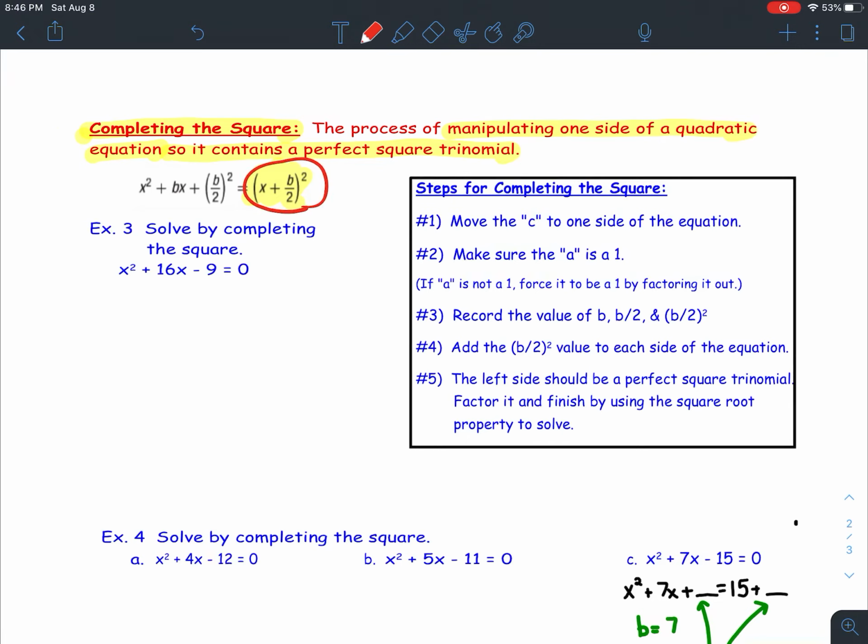I'm going to highlight this part, which is super important. This is how all perfect square trinomials look when they're factored. You'll notice in the box off to the right, I've got the steps for you. I encourage you, especially on tonight's assignment, to reference these steps in this box. This will guide you through how to do this until you have it committed to memory.